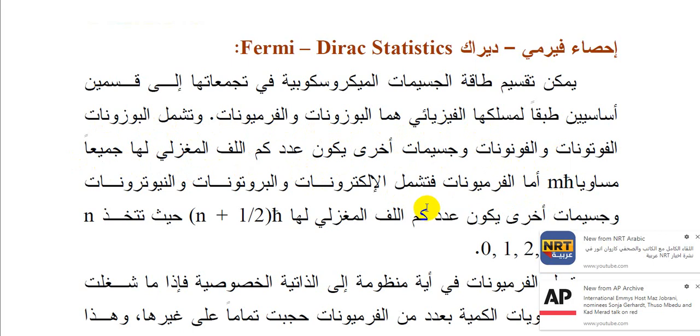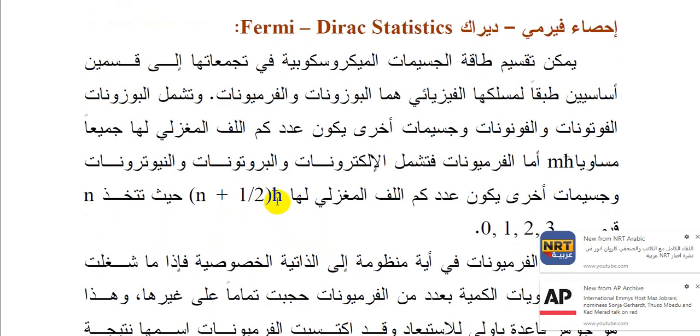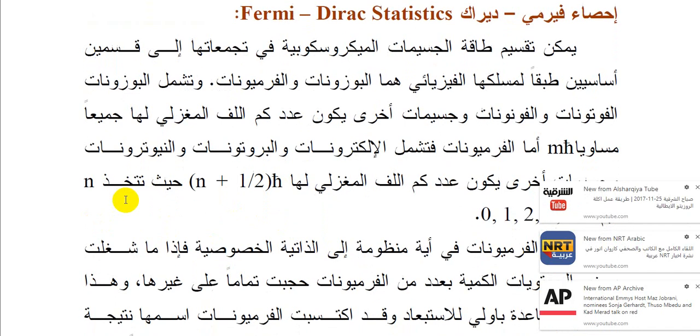Whereas the fermions include electrons, protons and neutrons and many further particles with a spin quantum number of (n plus 1/2) times h-bar, where h-bar is the systematic Planck constant, and where n takes the values 0, 1, 2, 3.